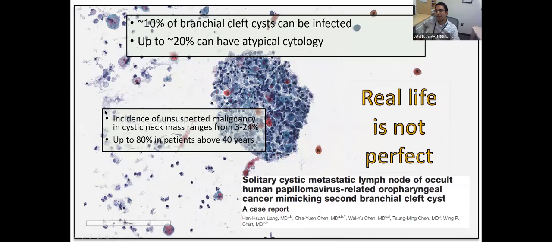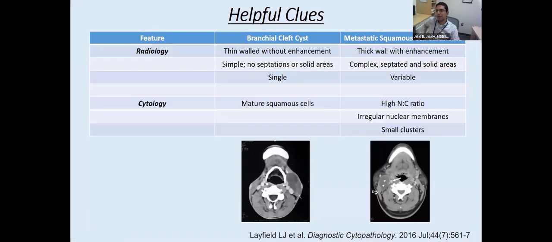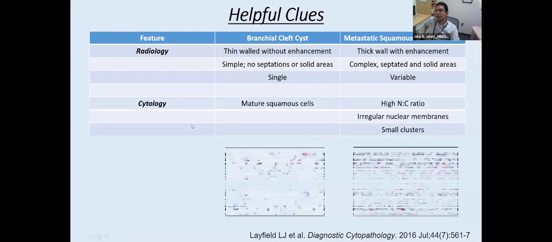And the incidence of unsuspected malignancy, depending on the population, can range from 3 to 24% in a cystic mass without a known primary. But you can see here that it can increase with the patient age, and in patients above the age of 40, it can be up to 80% in some populations. So with that in mind, what are some helpful clues radiologically as well as cytologically that can help you determine what to do with these cases?